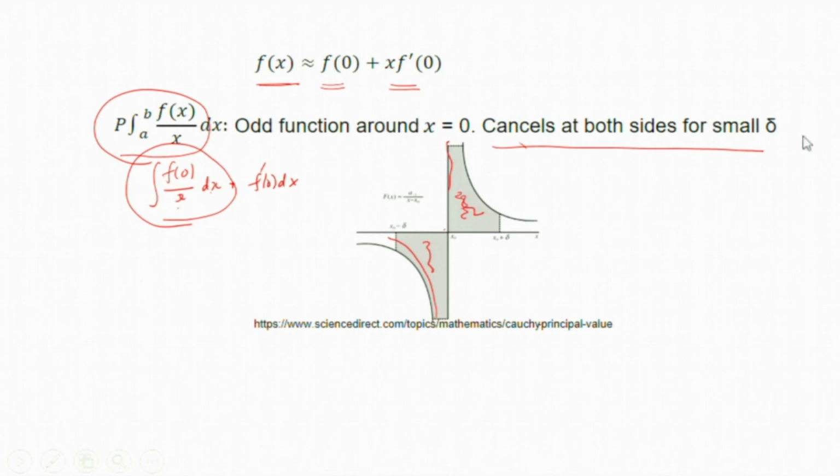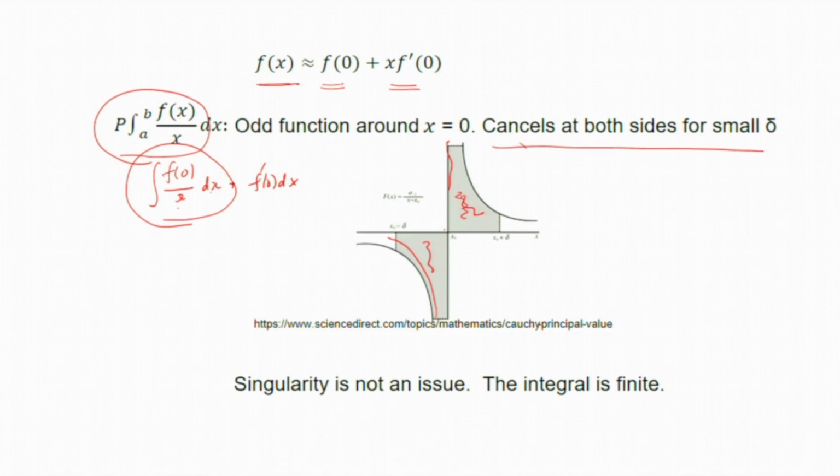In fact, we will find this integral very often in field theory. So, singularity is not a problem and we can get a finite number. Of course, in field theory we want to get a finite number for mass, charge, coupling constant. So, we need this prescription.